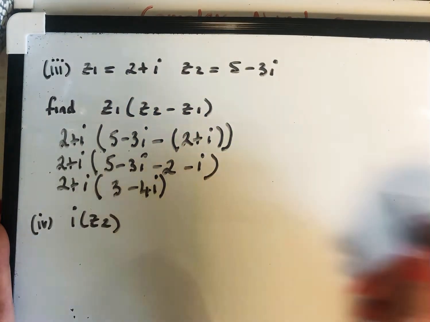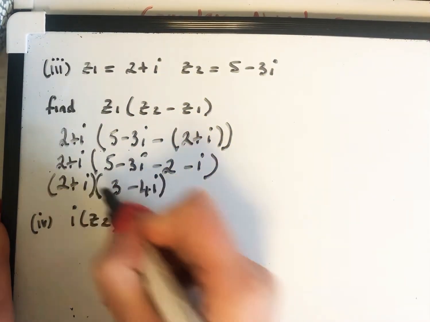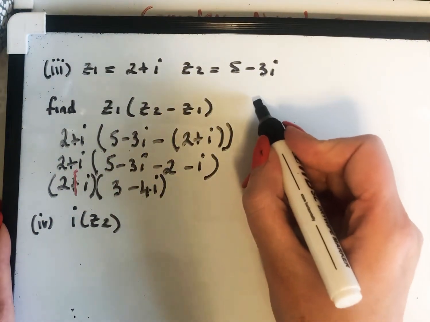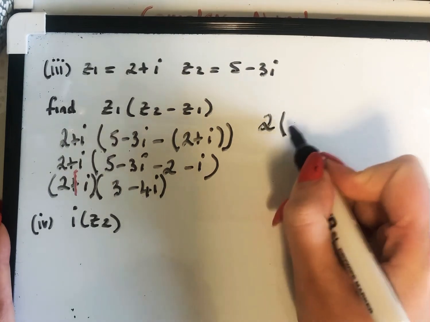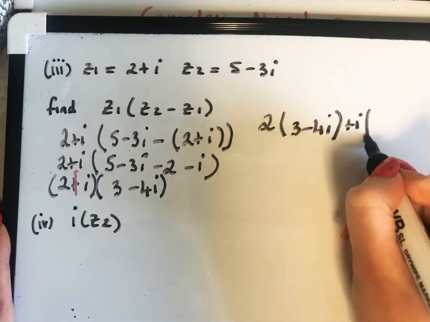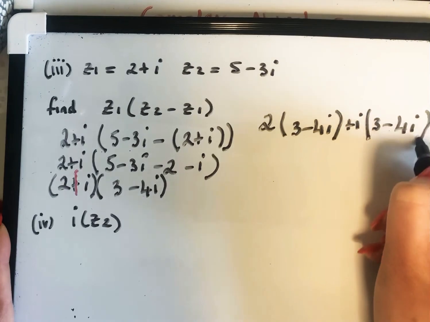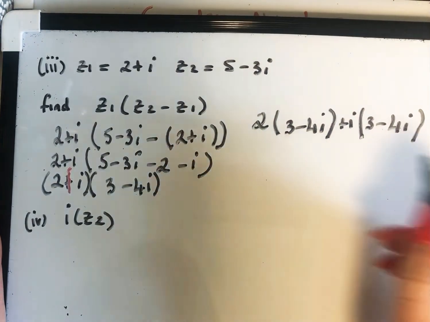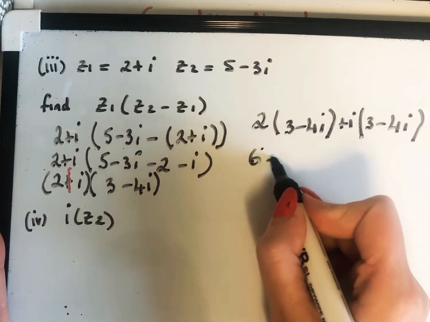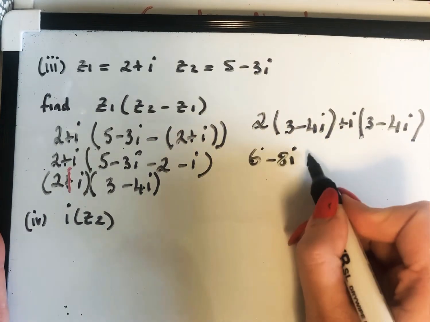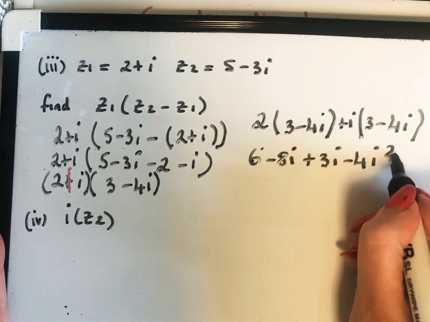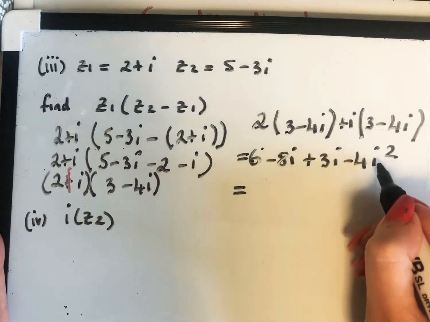So let's do that over here. We'll put a bracket around this just to make it look like the last question, where we take our first bracket and divide it in 2. So here we have our 2, and we're putting in 3 minus 4i plus i by another 3 minus 4i. Okay, so let's multiply. We have 2 by 3 is 6. 2 by negative 4i is negative 8i. i by 3 is 3i. And i by minus 4i is minus 4i squared. Let's tidy up. And don't forget that i squared is minus 1.